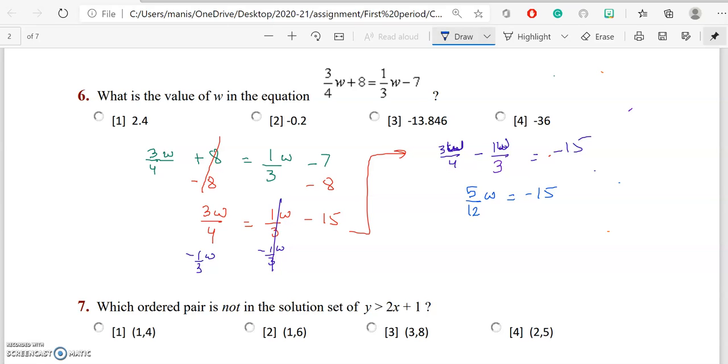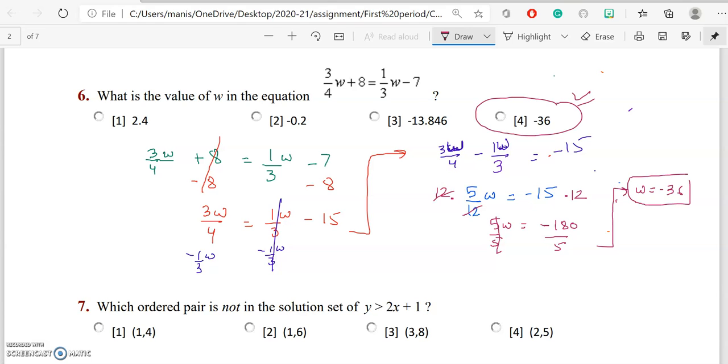So after this we will only multiply and divide. I will multiply this by 12, and multiply this by 12. So this will be cancelled out. So 5w is equal to negative, I'll multiply 15 with this, my answer will be negative 180. And after this I will divide by 5 on both sides, because the question is asking me to find the value of w, that will be negative 36. Now upon checking, I was able to find this is the correct choice for this question.